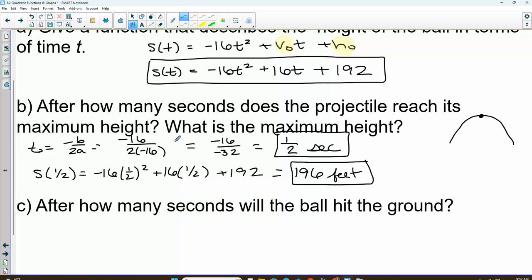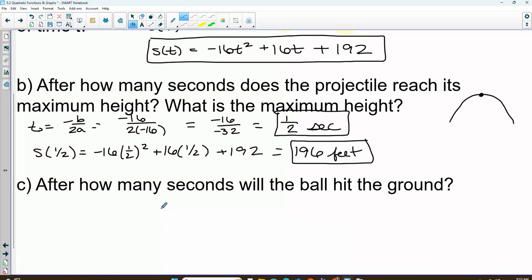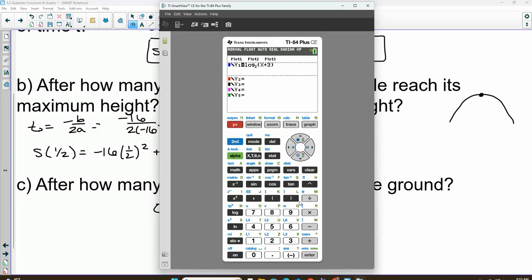After how many seconds will it hit the ground? If it hits the ground, what's your height? 0. So, we could work this out if you remember from last year. We will solve these equations in the next chapter, but I also wanted to show you a couple things on your calculator. So, let's go to our calculators.